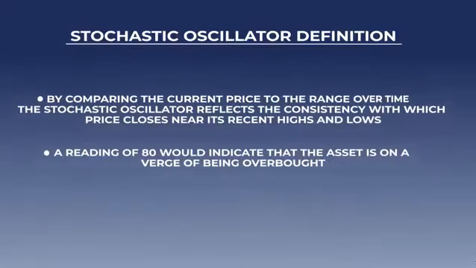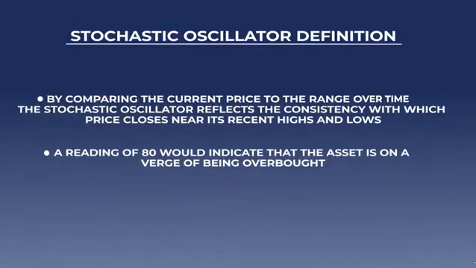The reason why I'm telling you the basics of the stochastic is for the purpose of you being familiar with what it is in general. And then we'll move to the actual way of looking at it, the way I look at it, and the way that is necessary to be making money with it. By comparing current price to the range over time, the stochastic oscillator reflects the consistency with which price closes near its recent highs or lows. A reading of 80 would indicate that the asset is on the verge of being overbought.